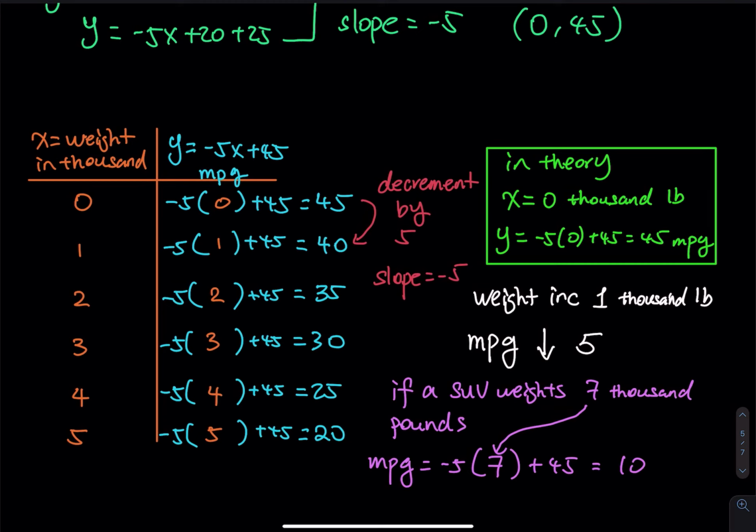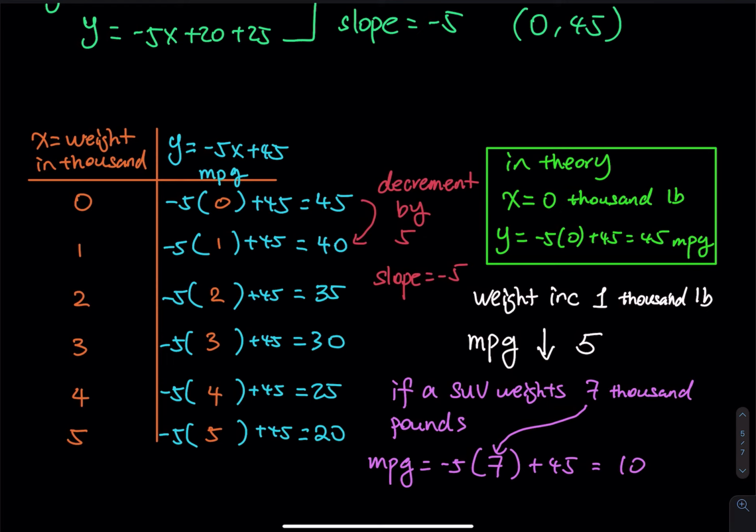So what if I want to buy an SUV that weighs 7,000 pounds? Then all you have to do is plug 7 into the linear equation. So -5 times 7 is equal to -35. Add 45 to it, then the MPG of that super heavy SUV is 10 miles per gallon, which takes a lot of gas.